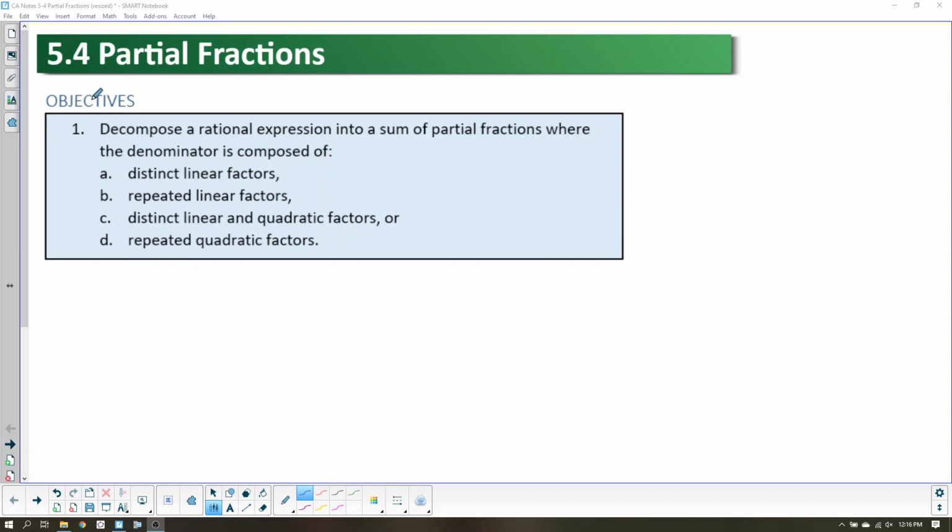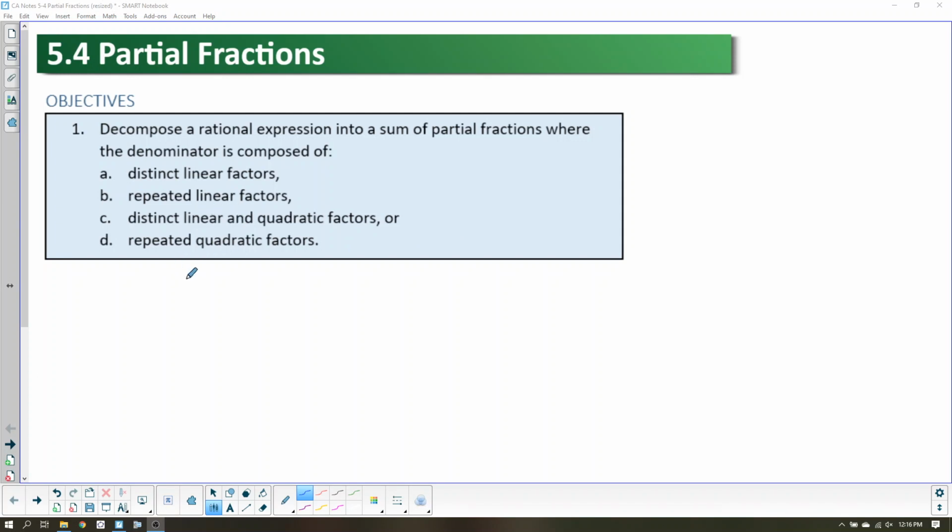Okay, in this section, we are learning a method of rewriting rational expressions called the method of partial fractions. So you can see we really only have one objective, but there are 4 distinct types of ways that this can be applied. The method of partial fractions is one of those things that we learn in college algebra, and then we never really use it again until we get to calculus. So if you don't take calculus, you'll probably not see this show up anywhere else.